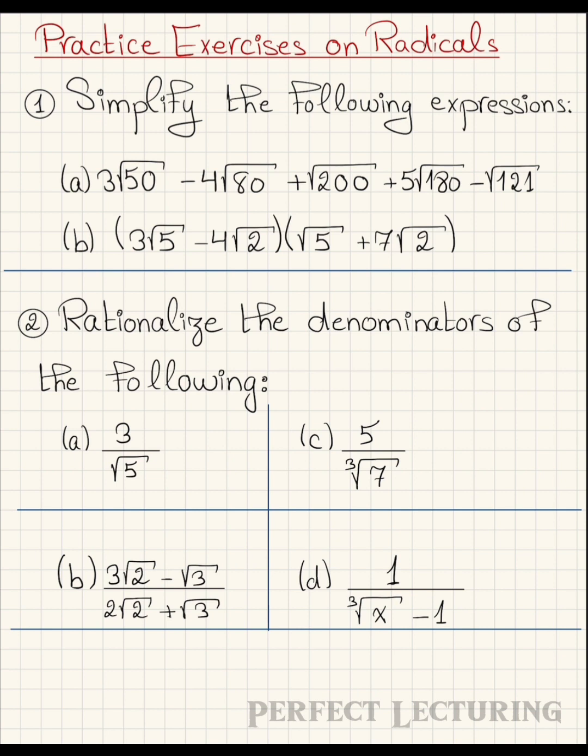For the next exercise, we are asked to rationalize the denominators of the following fractions. Now, first of all, what is meant by rationalize the denominator or rationalize an expression? To rationalize an expression, this means to convert it into a rational number. In other words, to get rid of the square root. So for example, in the first fraction, we have a square root of 5 in the denominator, which is not a rational number. So we need to convert it into a rational number. That's what is meant by rationalizing the denominator or rationalizing any expression.